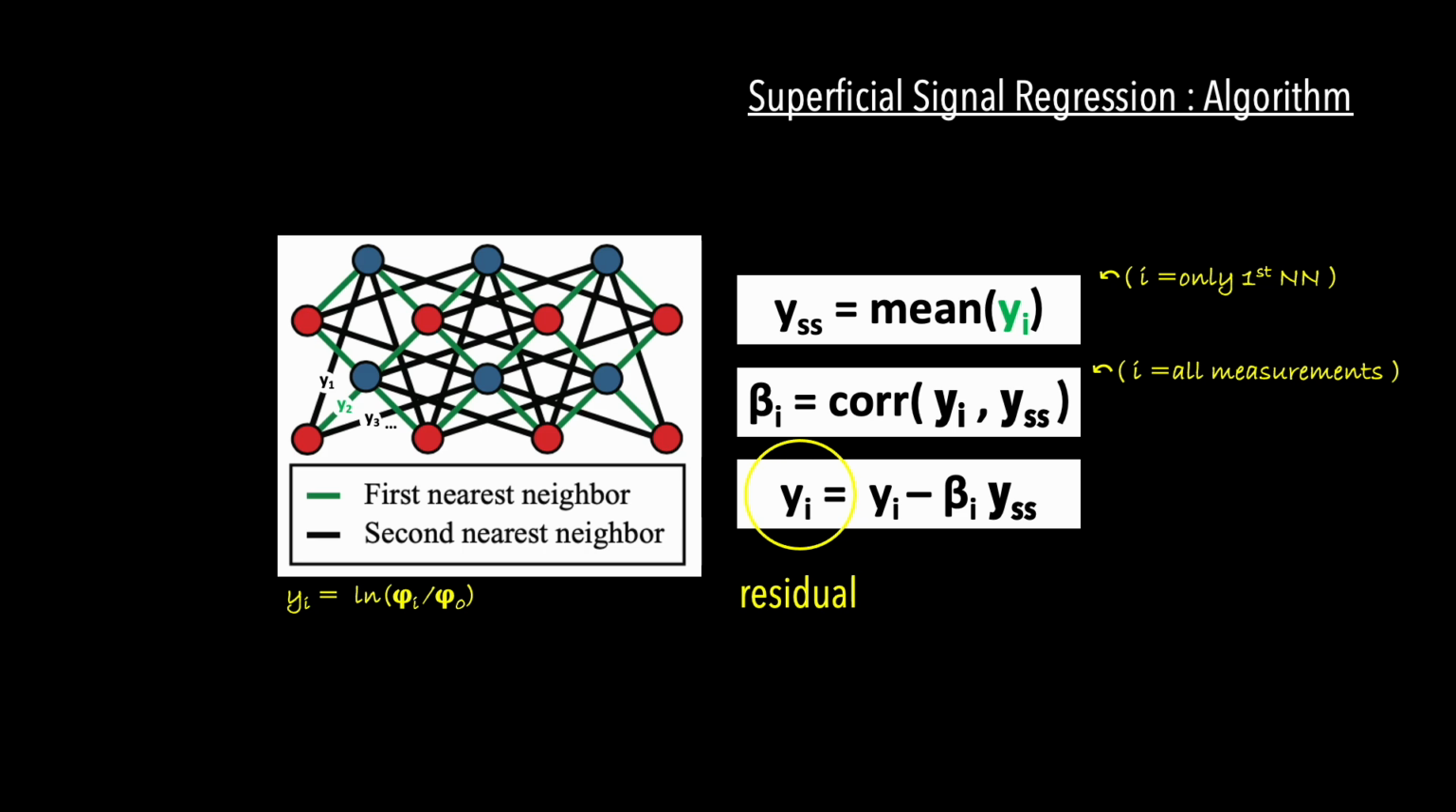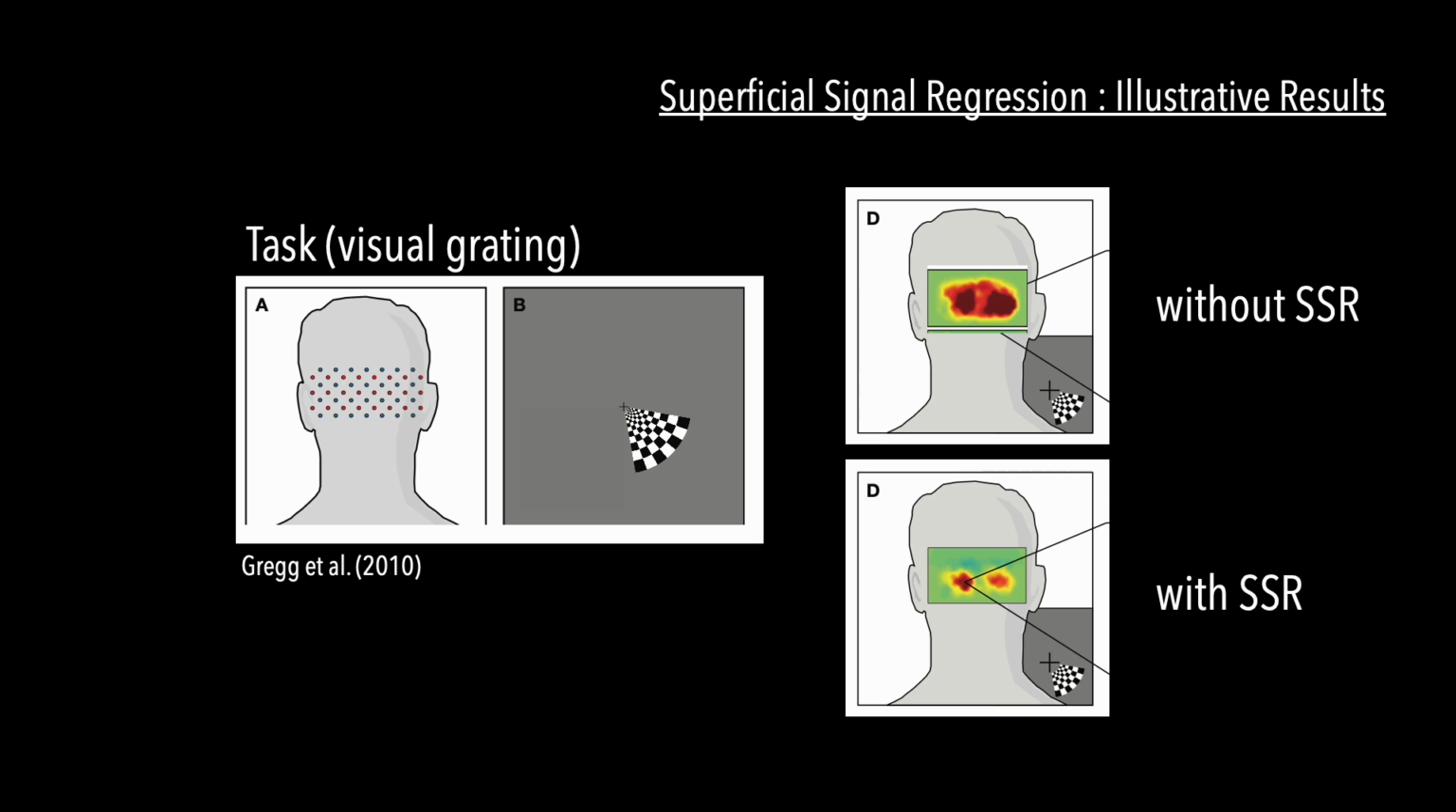The results of superficial signal regression can be quite striking. The example shown here is taken from a 2010 study that examined responses to a rotating visual grating. As can be seen, there is a notable improvement in localization following SSR, in which lateralization of the response obscured in the unprocessed data becomes clearly evident. Analogous improvements were realized in the CNR of the reconstruction as well as the SNR of the time series response.